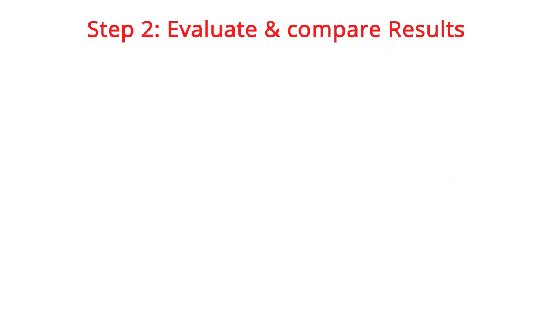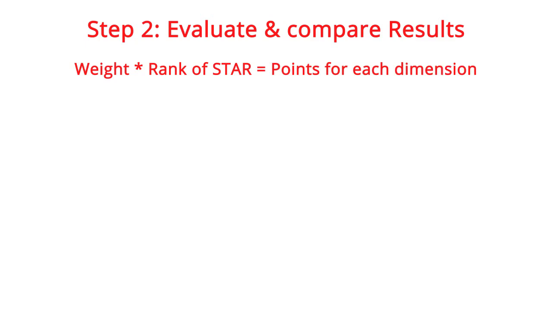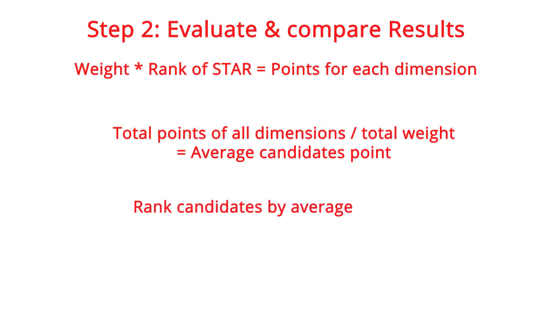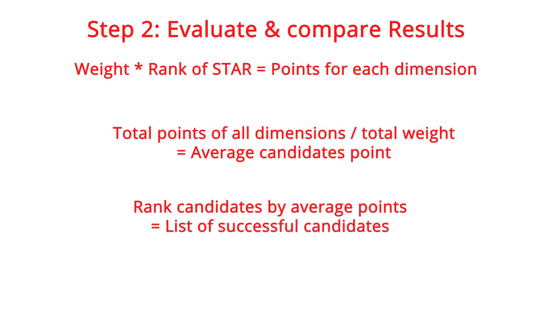To evaluate and compare results, the first thing we do is take the weight, which is the score of the candidate, and multiply it by the rank of the star to get the points for each dimension. Next, we take the total points of all the dimensions by the total weight, and this will give us the candidate's average points. Lastly, we rank the candidates by average points to get the list of successful candidates. Now let's go on to see how we make our decision.